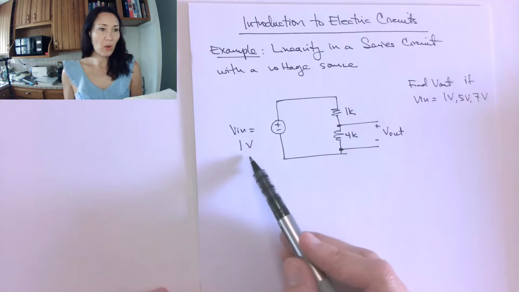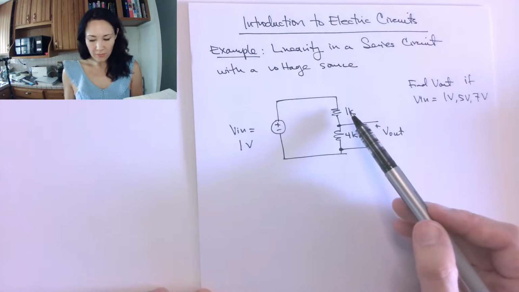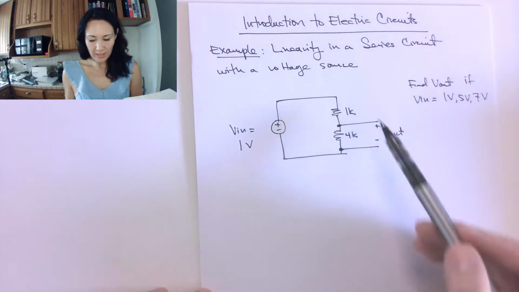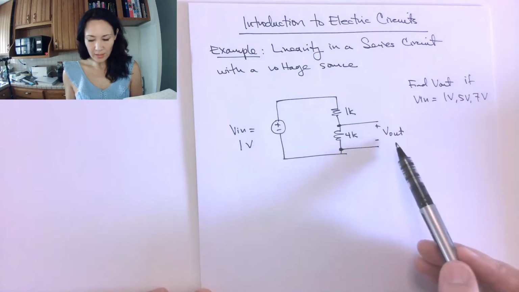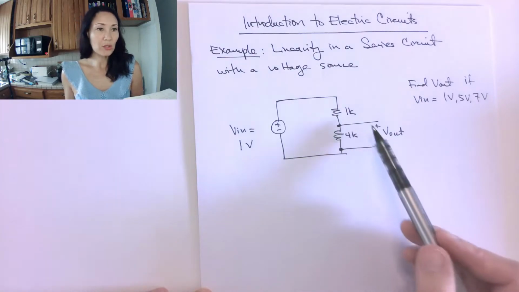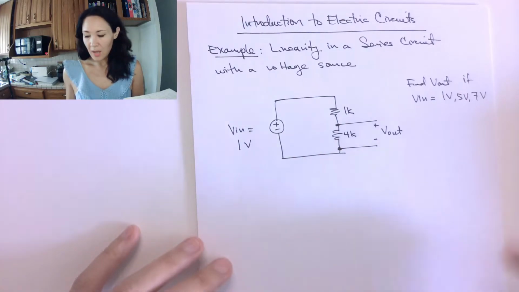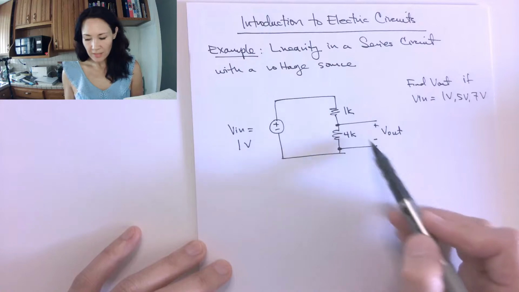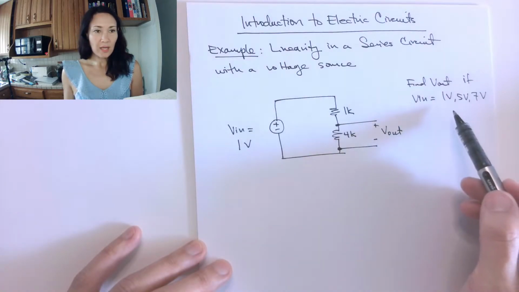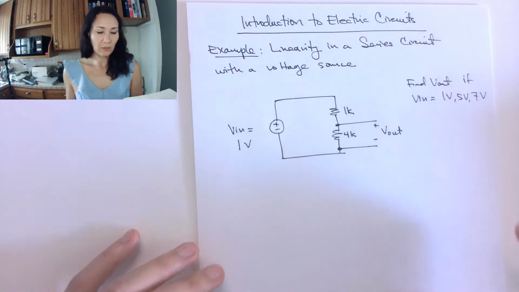So I'll let this be 1 volt to start with, and then I'll have one of my resistors be 1K, and then we're interested in the output voltage, so the voltage drop across the 4K ohm resistor. And suppose we're asked to find V out if V in is 1 volt, 5 volts, and 7 volts.